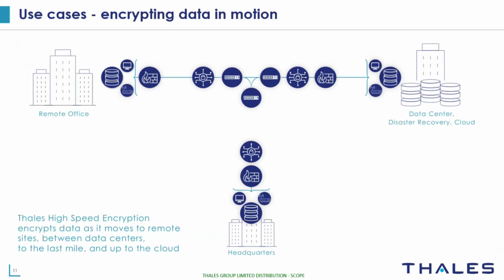Okay, what are the typical use cases for data encryption in motion? A typical use case for our HSE is to protect any traffic, any network running between your headquarters and remote offices, or your main data centers and backup data centers, or disaster recovery centers, or any place where you can't control the network traffic going out of your perimeter. Nowadays, it also means your traffic going to the cloud, to the cloud service providers.